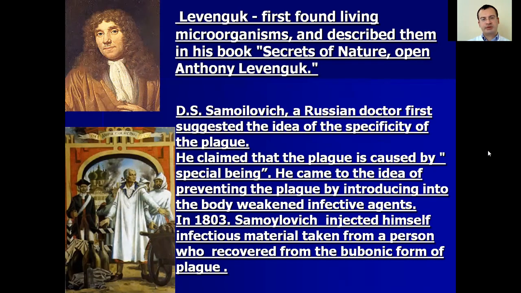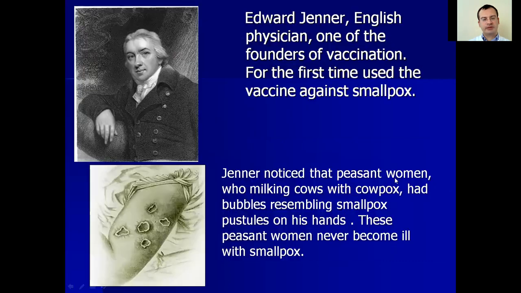Samoilovich, a Russian doctor, first suggested the idea of the specificity of the plague. He claimed that the plague is caused by a special being. He came to the idea of preventing the plague by introducing weakened infective agents into the body. In 1803, Samoilovich injected himself with infectious material taken from a person who recovered from the bubonic form of the plague.